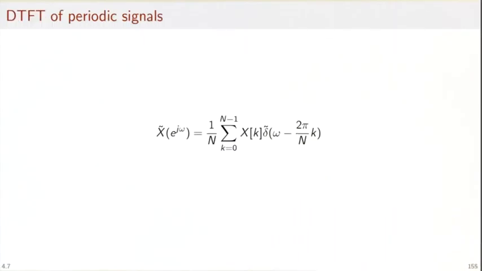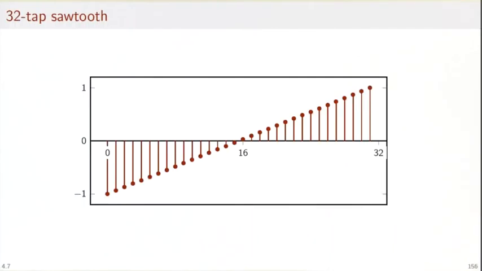With this, we now have a formal expression for x tilde of e to the j omega, namely it's 1 over N, the sum of the DFT coefficients, capital Xk, multiplied by delta tilde shifted to the frequency 2 pi over capital N times k. Let us look at an example and take a good old friend, the 32-tap sawtooth sequence.